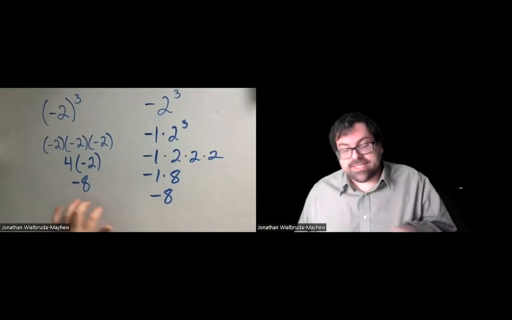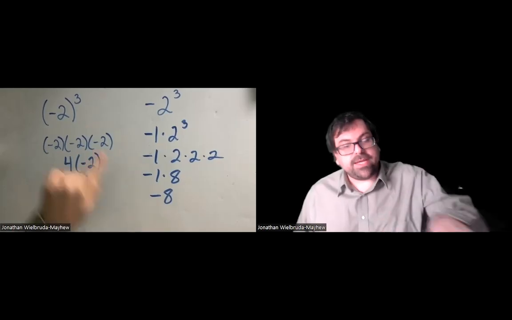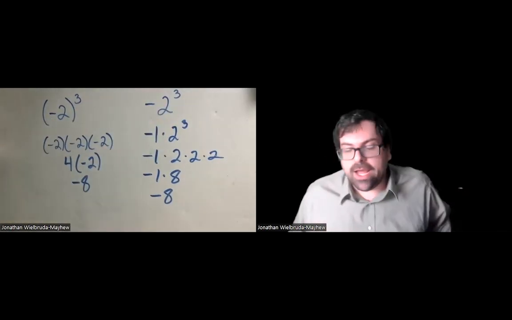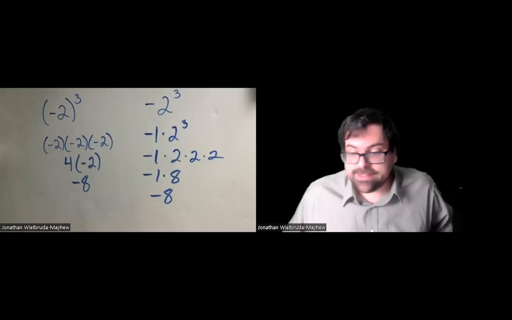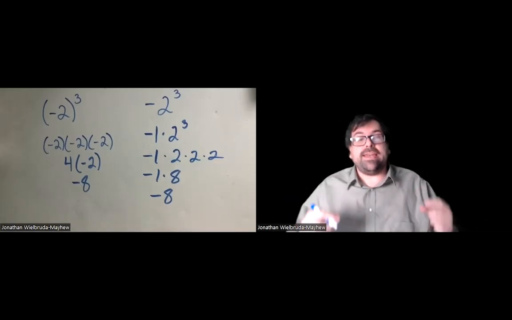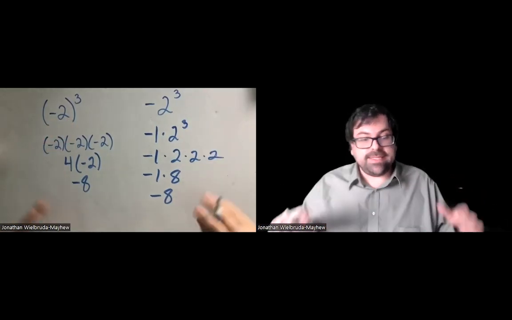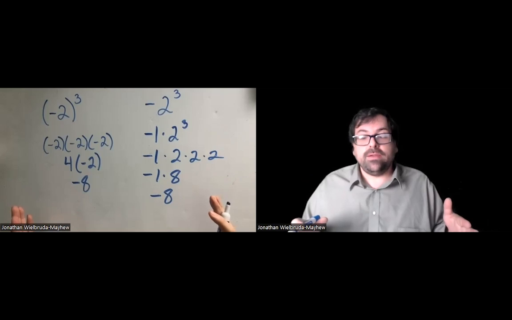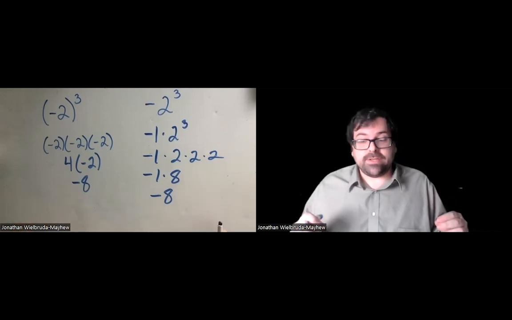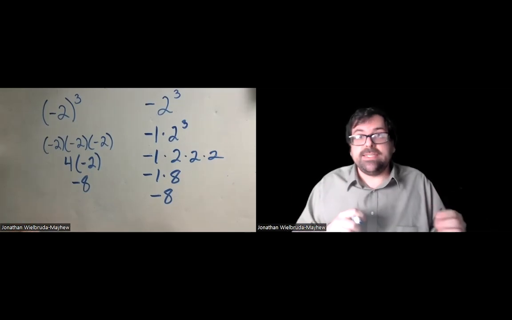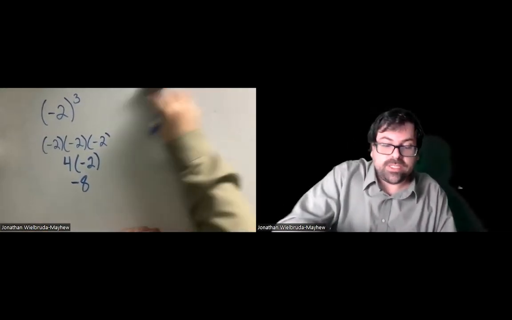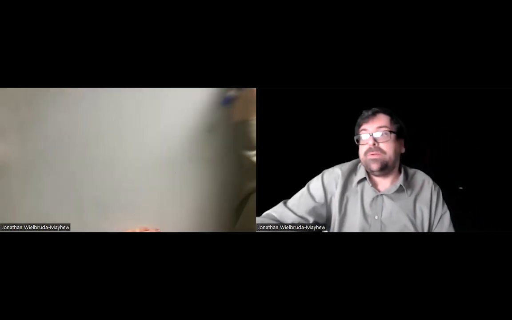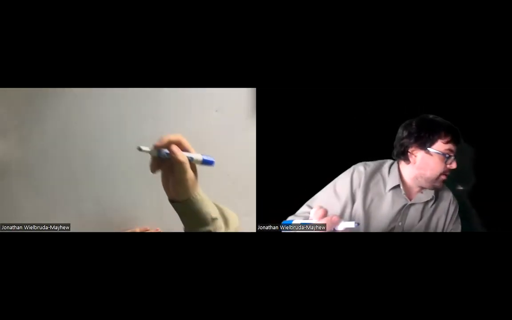But the reason we get the same answer is because we were cubing. We were taking an odd number of factors of the base. We're going to see next, if we had an even exponent and did this exact same thing, we would not get the same answer. So the parentheses or lack thereof is actually very important to making sure we get the correct answer.